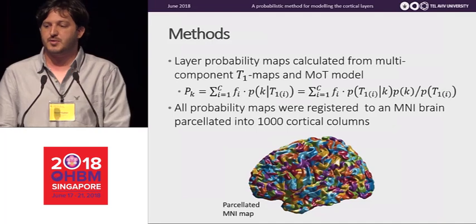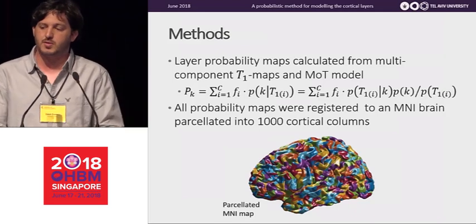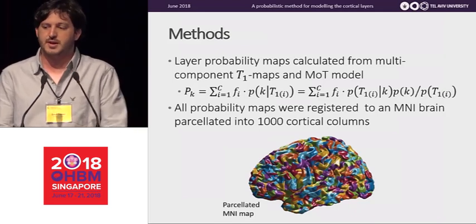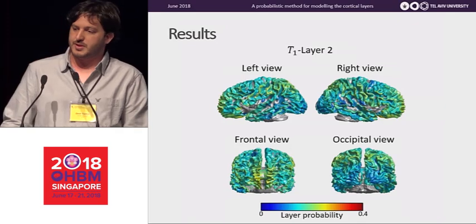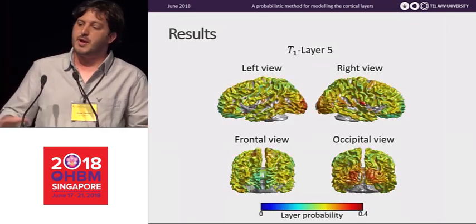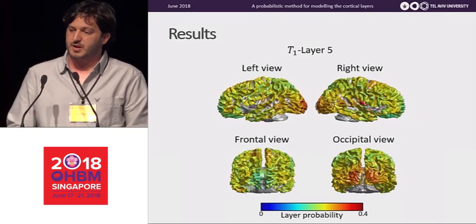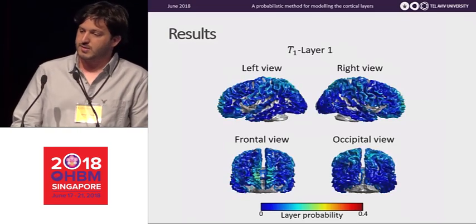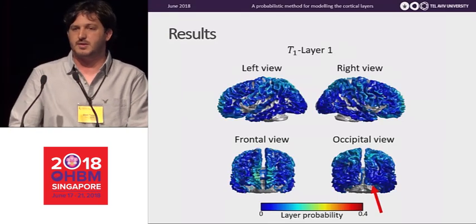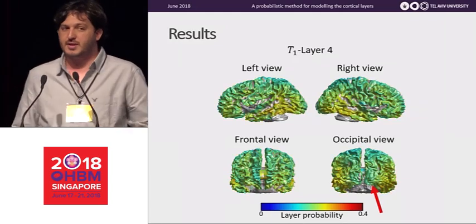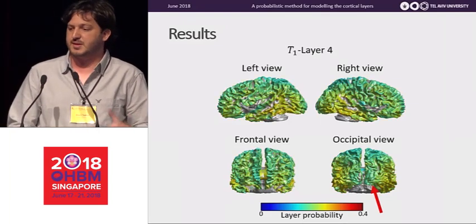For each subject, we then registered the probability maps to an MNI brain that was parcellated into 1,000 cortical columns in order to perform spatial analysis that is not bound to the voxel. And you can see the results here. They vary across the cortex, but you can also see some interesting patterns. For example, it's quite symmetric between the right and the left hemisphere. And if we look at the visual areas in the occipital lobe, you can see that they have quite a unique T1 layer composition, and we also know they have a unique cytoarchitectonic composition. So this gives us confidence that we're measuring some form of microstructure.